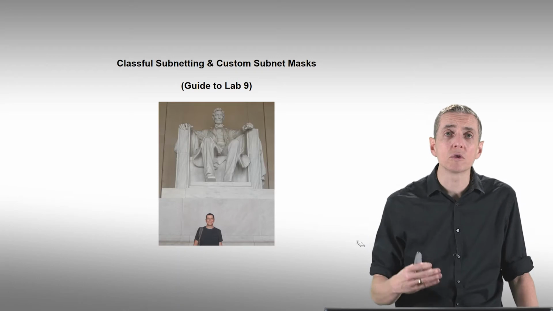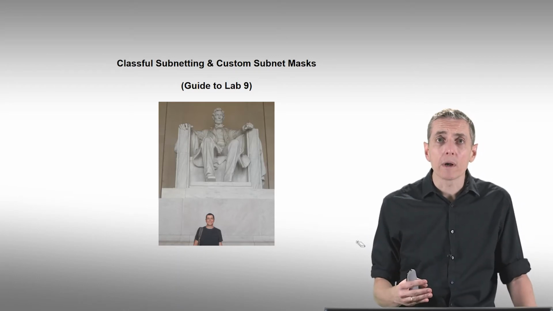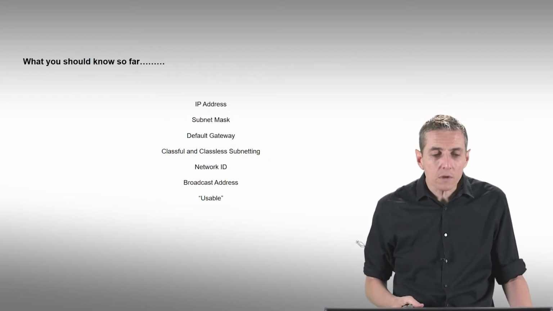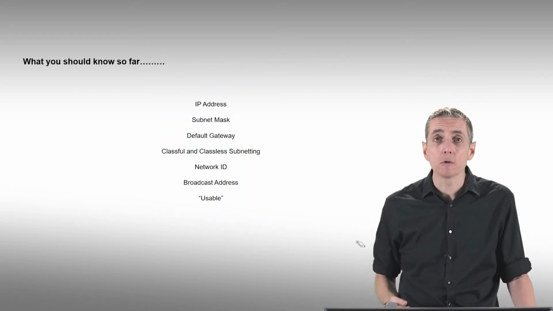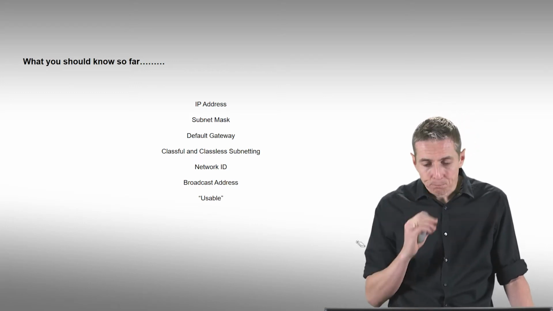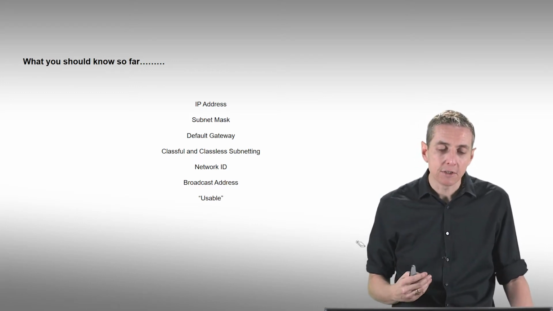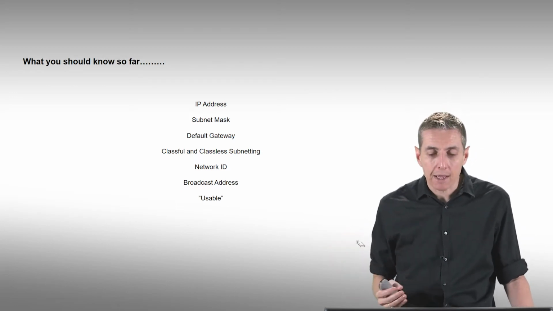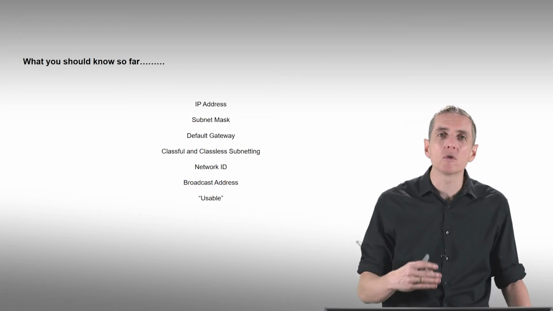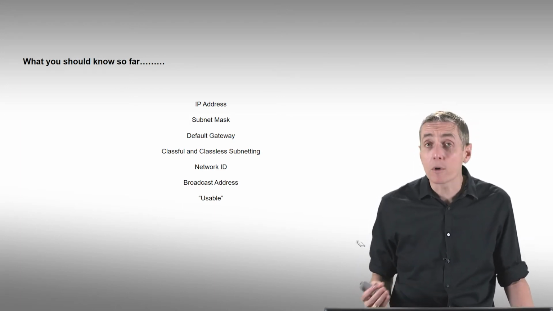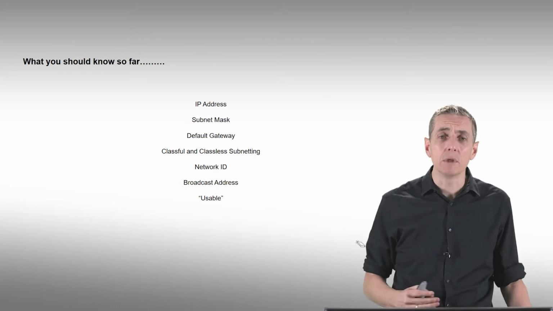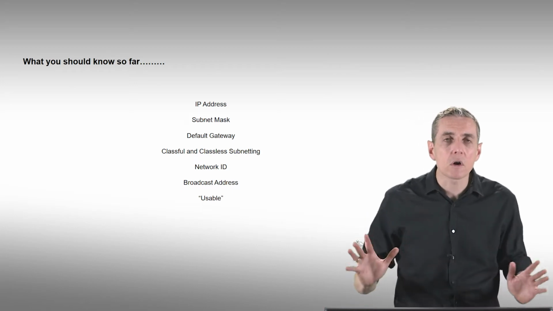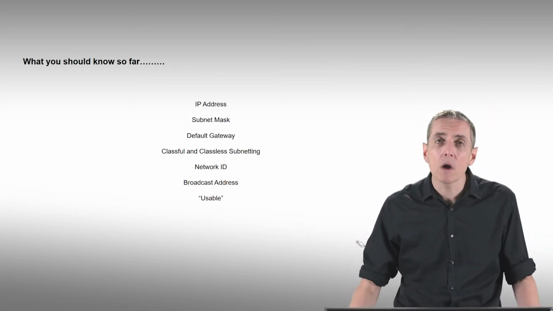I just want to go through some examples in the video that are done in the slides, but maybe to clarify any points that are not. So this is hopefully what you should know so far: the IP address, the subnet mask, the default gateway, which is our local router connection, classful and classless subnetting, network ID, broadcast address, and the term usable. I just want to briefly go through these very quickly. So we know what an IP address is.